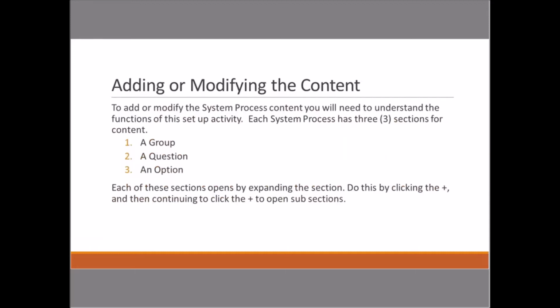Okay, so adding or modifying the content of your process. Once you've established your title, then you can go on and start adding the actual guts, the meat of your form. And there's 3 sections, like I mentioned in the beginning. You start by adding your groups, and underneath your groups, you add your questions, and if the question needs an option, you add your options. To find all these sections, you always look for the little plus sign to expand the selection below.